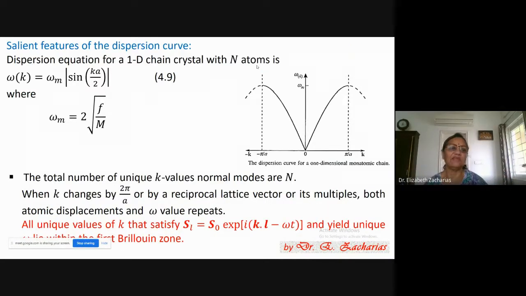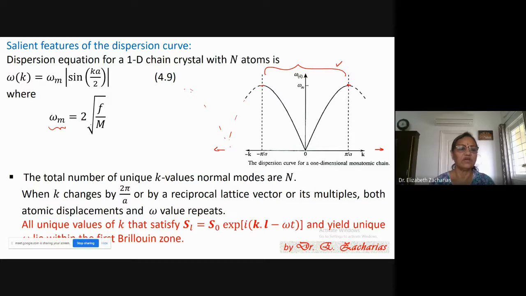Next, let us go to the salient features of the dispersion curve. This is how the curve looks. You know it. It extends from minus pi by a to plus pi by a, and it extends on both sides, but we are not interested in these regions because it is just a repetition of the curve. If you confine yourself to this region, you have studied all the modes possible. Let us look at the equation once again: omega of k is equal to omega_m times the modulus of sine(ka/2), where omega_m is the maximum omega possible, and that happens at the borders of the Brillouin zone. You can see it is a maximum at these two ends.